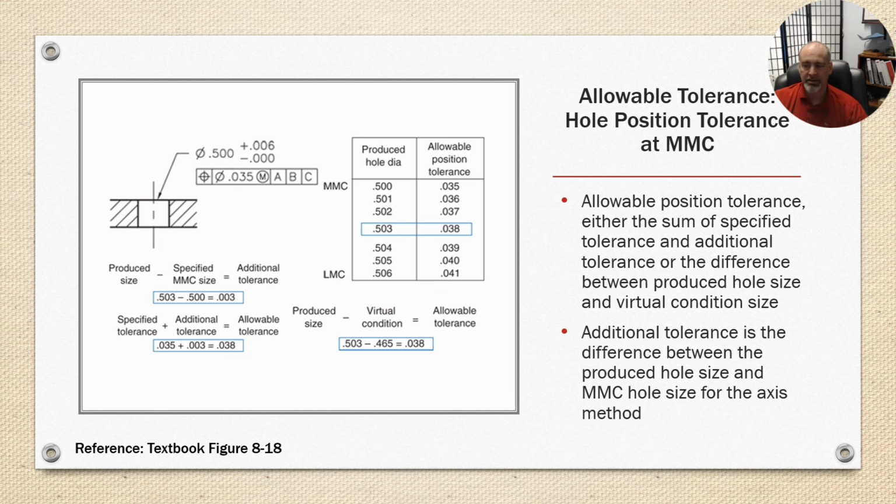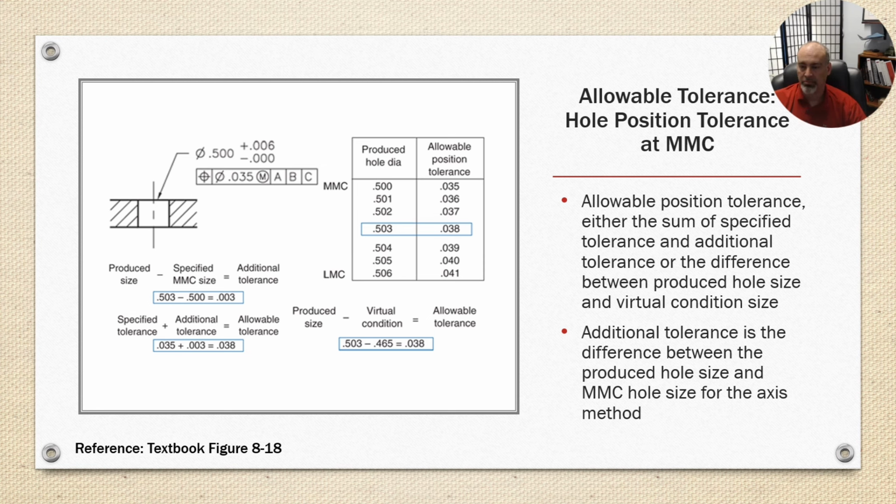And additional tolerance is the difference between the produced hole size and maximum material condition hole size for the axis method. So if we look at our table, if I made my hole right at a 1/2 inch, which is the low of the tolerance for the 1/2 inch diameter hole, if I made it 500 thousandths even, my position has to be right on the tolerance, which is a diameter of 35 thousandths.